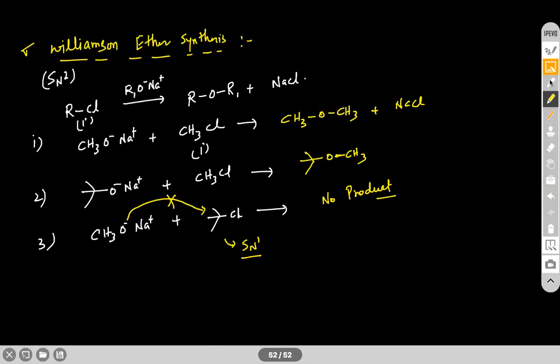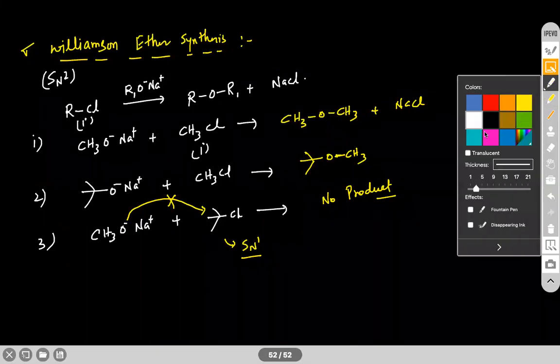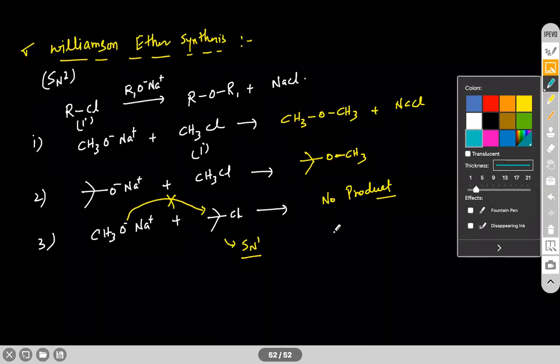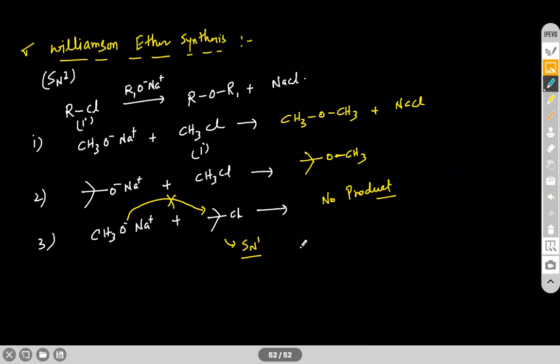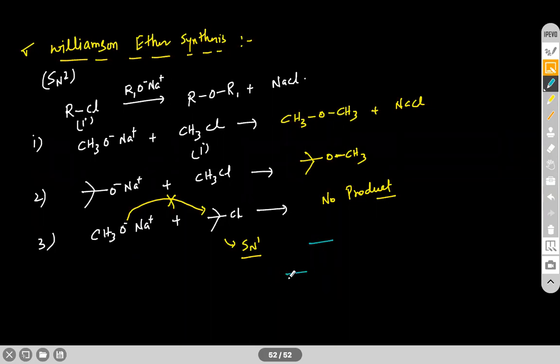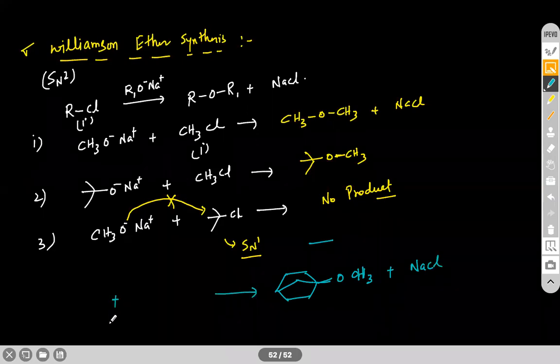So if I have to form this product by Williamson ether synthesis, could you tell me the reaction? I'll write down here. By which we can get this product OCH3 plus NaCl. What are the reactants we should use for this particular product?